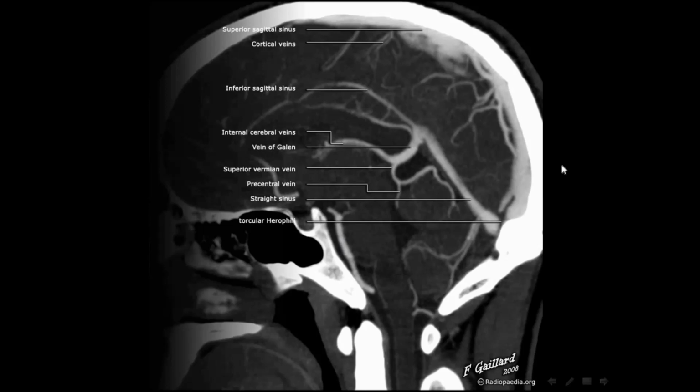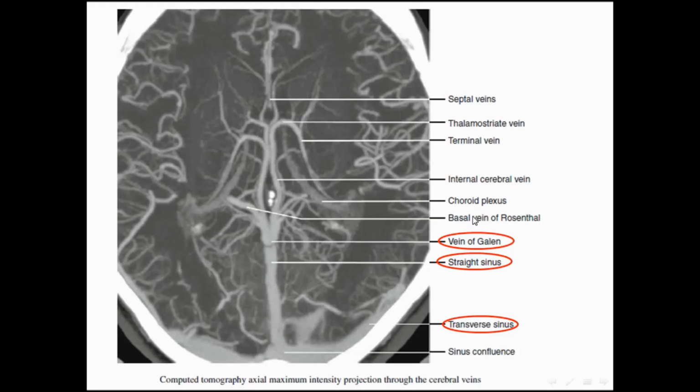This is a CT venography in which contrast media is administered to the cerebral venous system. This is the location of the superior sagittal sinus. This is the straight sinus, the inferior sagittal sinus, the vein of Galen or the great cerebral vein, and this is the torcular herophili or the confluence of the sinuses. This is an axial maximum intensity projection through the cerebral veins. It shows the straight vein, the vein of Galen here, the transverse veins, and the sinus confluence.